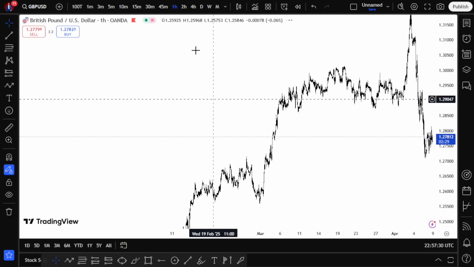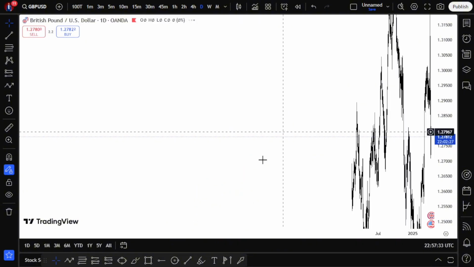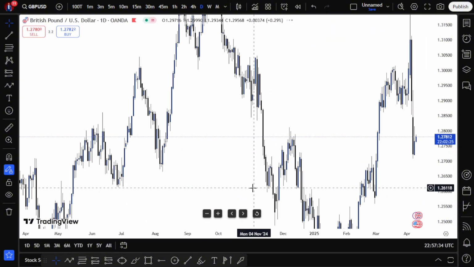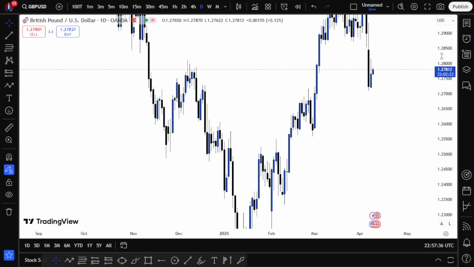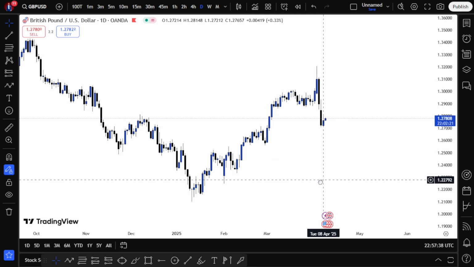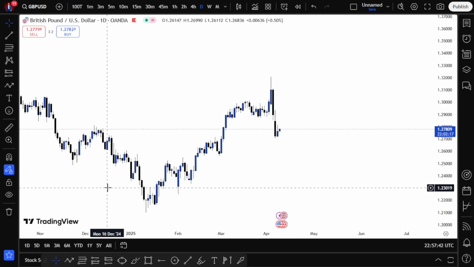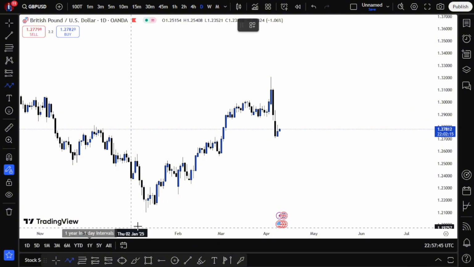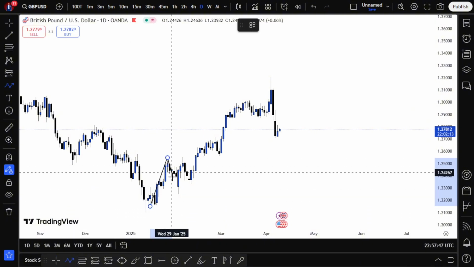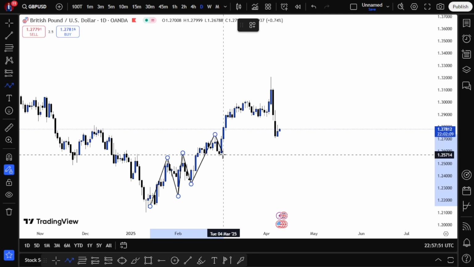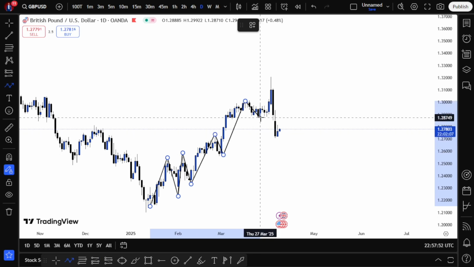So right here, let's go to the daily, all right? We're going to go to the daily time frame, all right? So from the daily, what we do on the daily is to actually identify the trend of the market. So right here, from the daily time frame, we can see that this market is in an uptrend, okay?